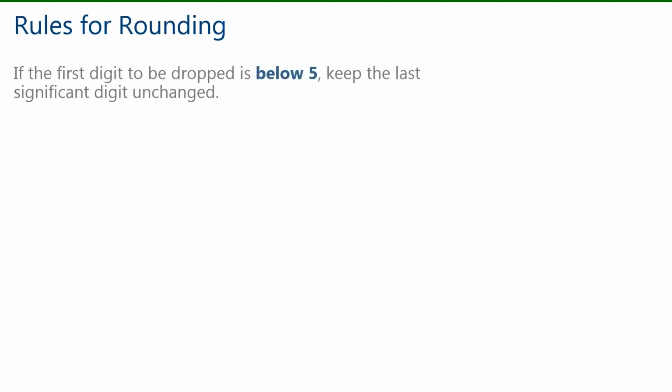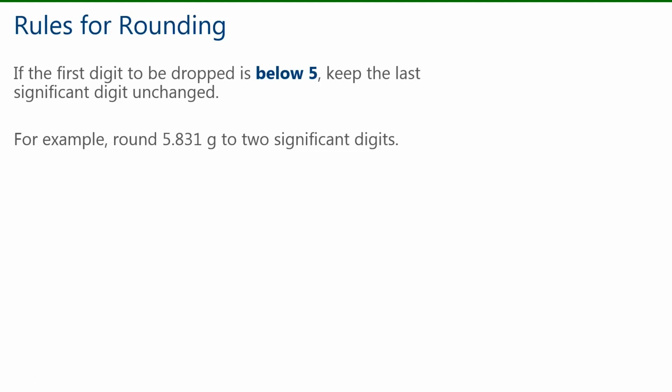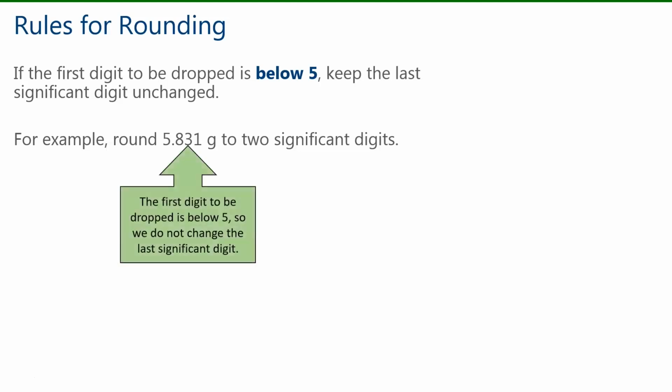Now that we've talked about rounding, let's review the rules for rounding. If the first digit to be dropped is below 5, we need to keep the last significant digit unchanged. For example, if we were to round 5.831 grams to 2 significant digits, we notice that the first digit to be dropped is below 5. So 3 is the first digit to be dropped, it's below 5, so we do not change the last significant digit. When we round 5.831 grams, our answer with 2 significant digits will be 5.8 grams.